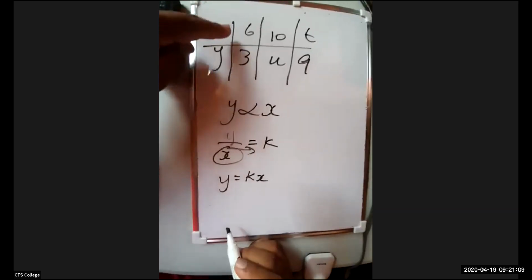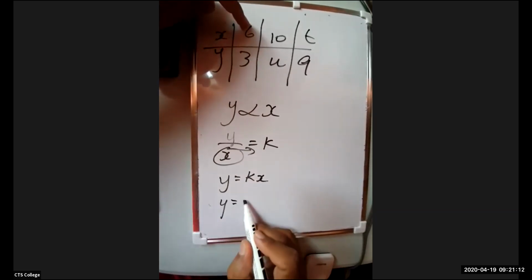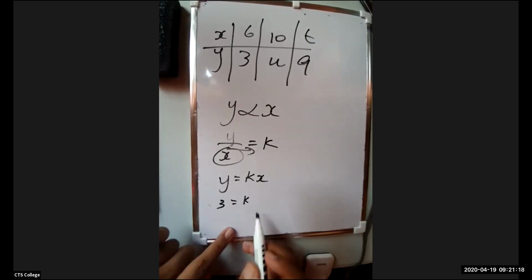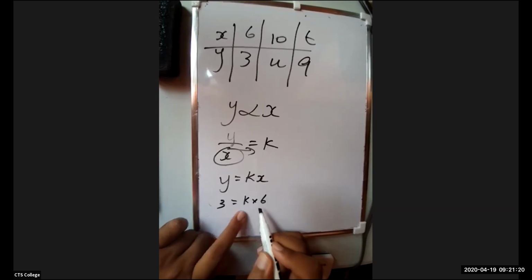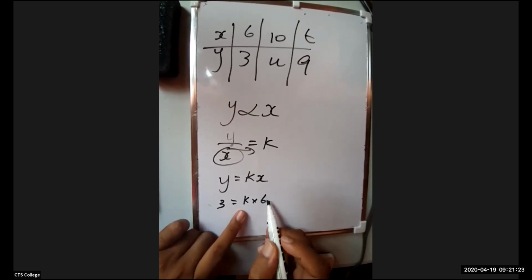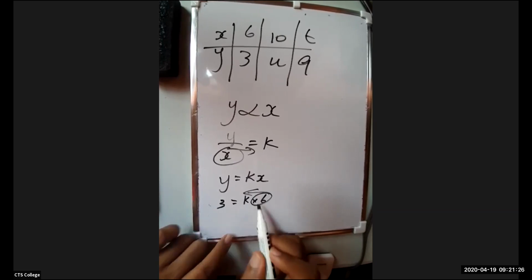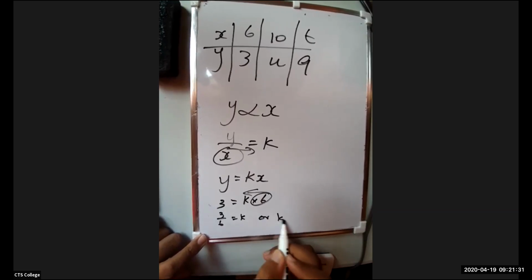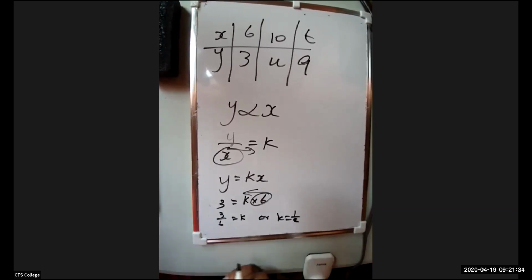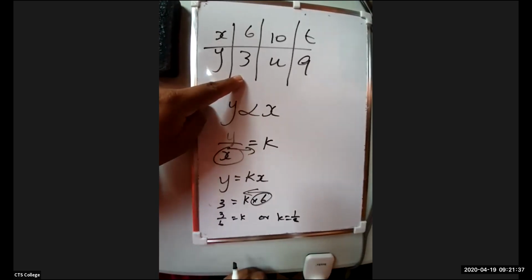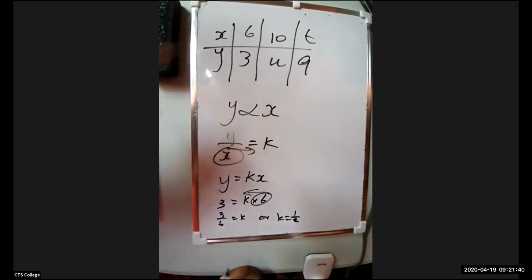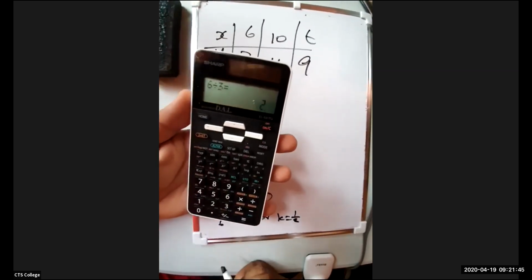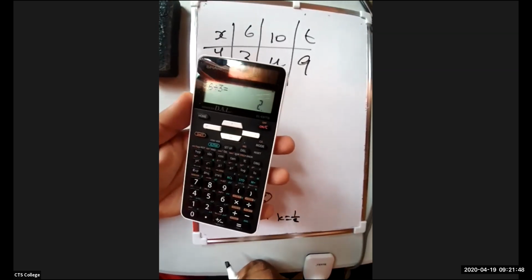And since we know that x in this case is 6, y is 3, so 3 is equal to k times 6, because we want to find out what k is, the constant of variation. So 3 over 6 is equal to k, or k is equal to a half. So 6 multiplied by a half gives us 3. In other words, 6 divided by 2 gives us 3. So again, 6 divided by 3 gives us our answer of 2, right? Everybody okay?